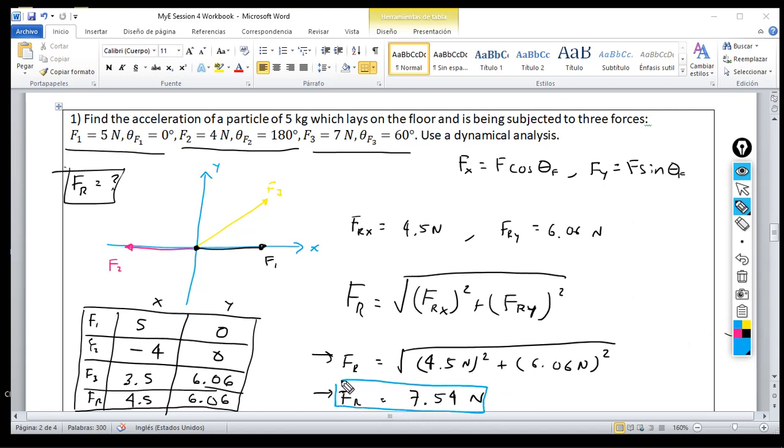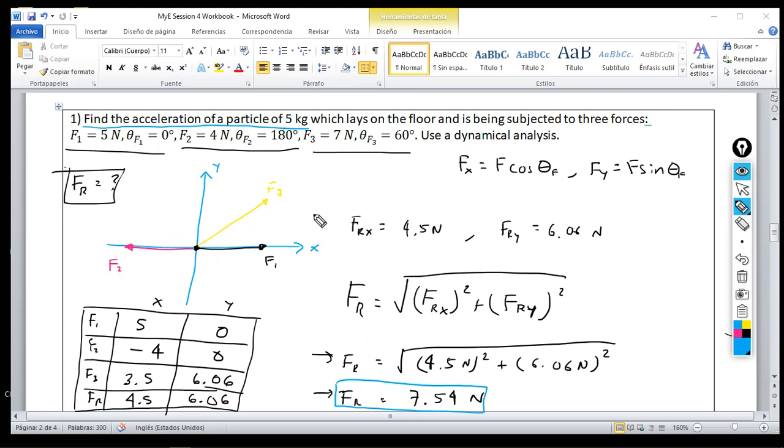And I told you, once we get this value, the rest is very easy. This is the difficult part, so to speak. Okay, what do I do with the resulting force? This is not my final answer because I'm not being asked what is the resulting force. I'm being asked to find the acceleration of a particle of 5 kilograms, which is being acted upon by these three forces. Once you have the resulting force, getting this acceleration is very easy. All you have to do is this.